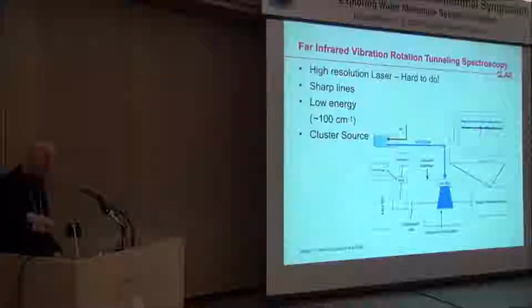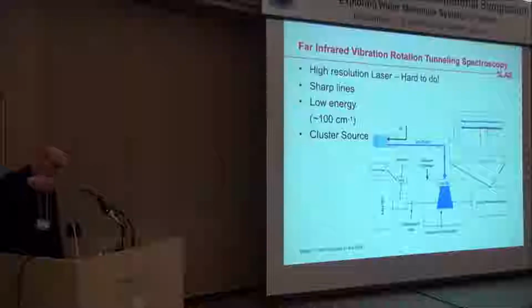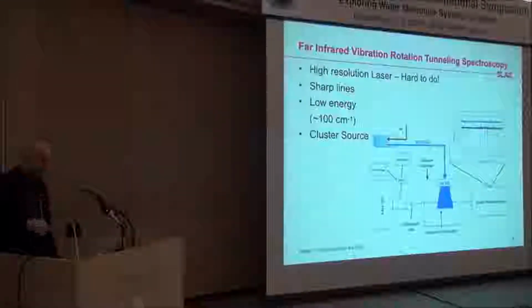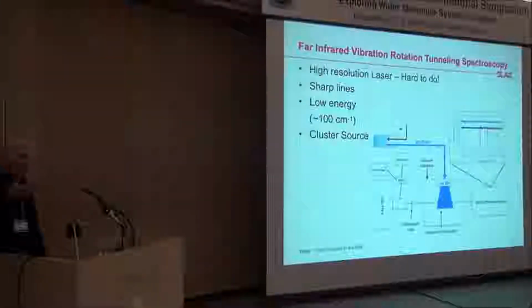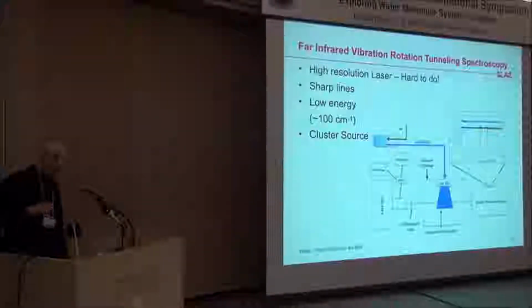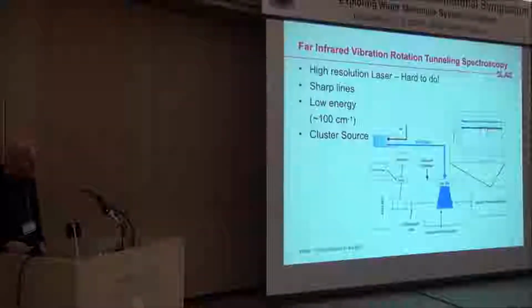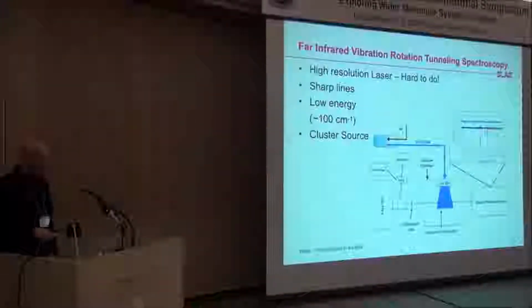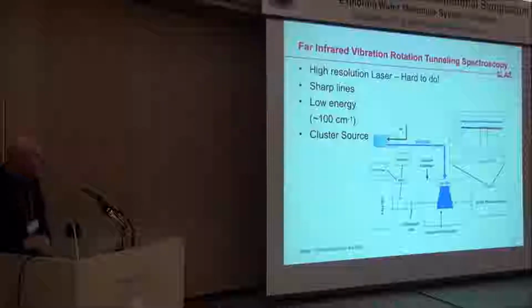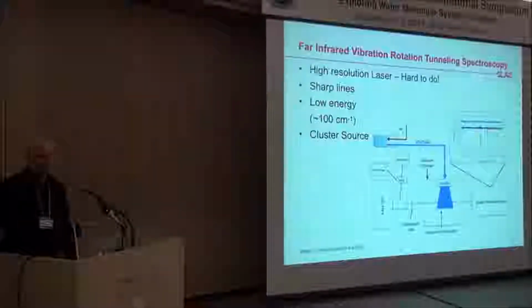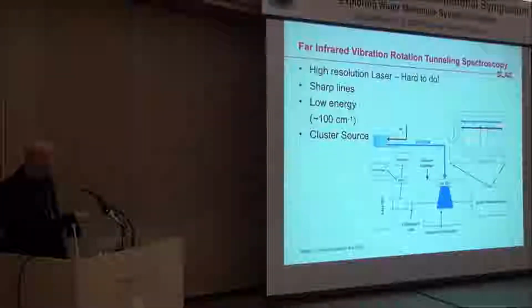All right, so what is vibration rotation tunneling spectroscopy? It's basically high resolution far infrared spectroscopy. But it's actually really hard to do. I don't know if many people here work in the terahertz, but generating really sharp lines in the terahertz is an enormous nightmare. You can't just buy a spectrometer that you can put on your desk and get high enough resolution to see sharp lines like this.